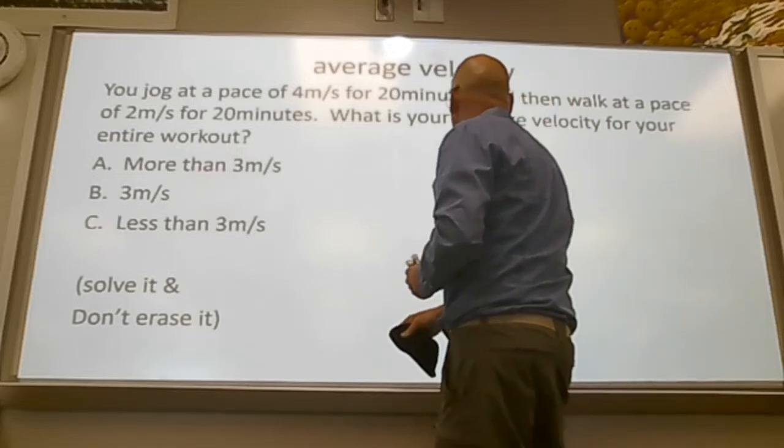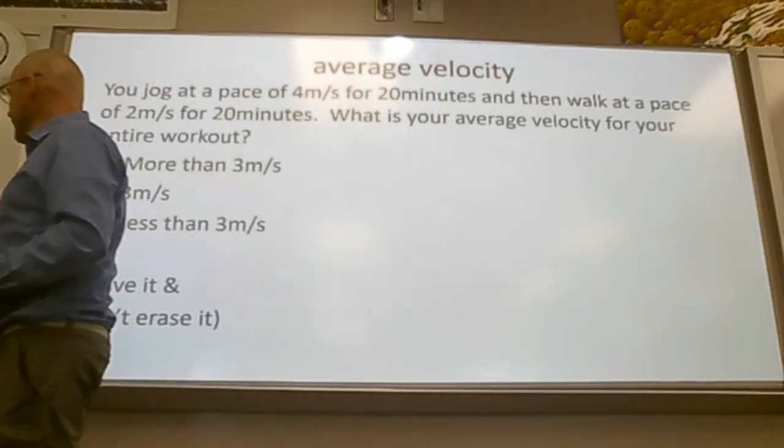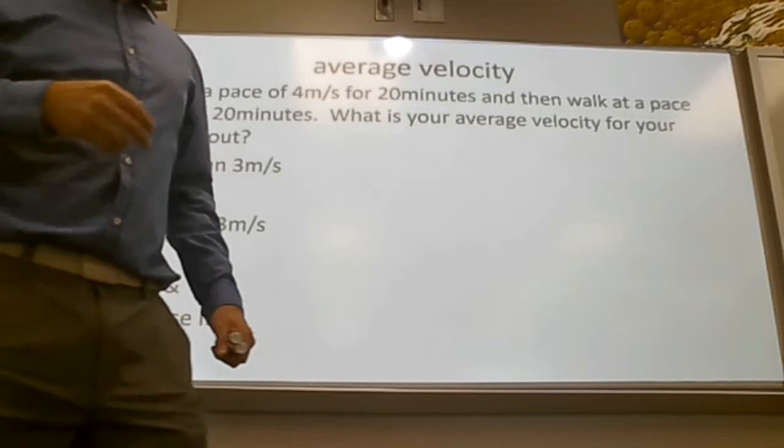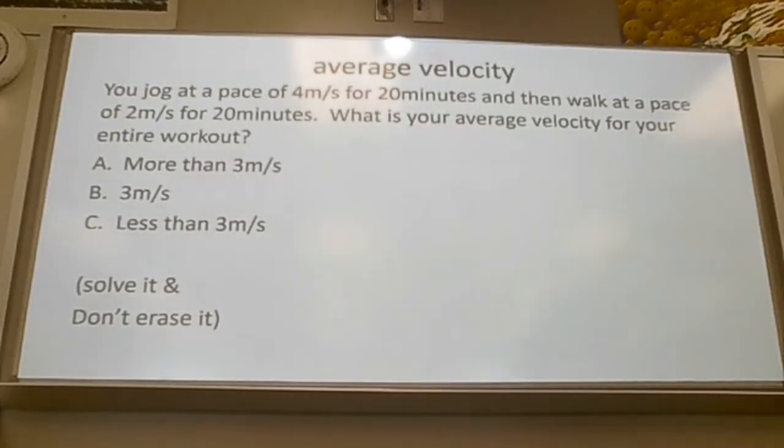Alright, so you're jogging for 20 minutes and then walking for 20 minutes. What is your average velocity? The correct answer is 3 meters a second. There's a lot of work. I'm going to jump to this next problem.